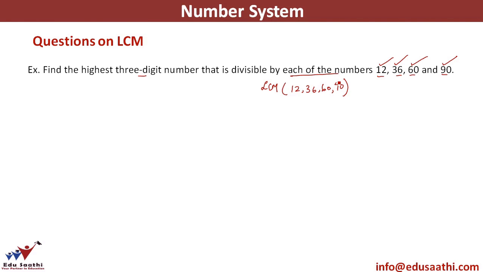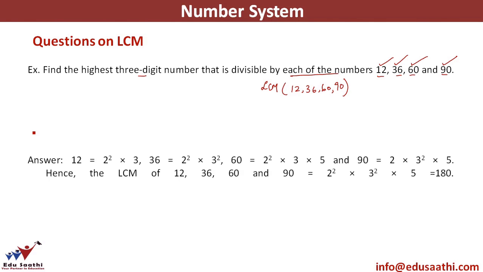Common multiples. So if I just look at it, 12 can be written as 2 square into 3. 36 can be written as 2 square into 3 square. 60, 2 square, 3 and 5. 90, 2, 3 square and 5. So I will look at the LCM. If you look at the powers of 2, it is 2 square, 2 square, 2 square and 2. I'll keep the highest one, which is 2 square. If you look at 3, it is 1 here, 2 here, 1 here, 2 here. I'll keep the highest one, which is 2. For 5, it is 1, so I'll keep 5, and the number that I've got is 180.